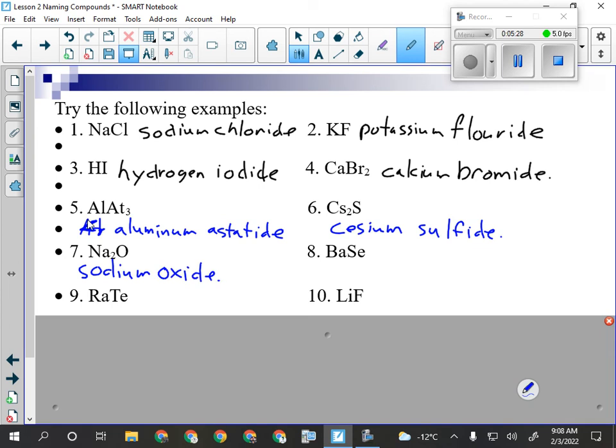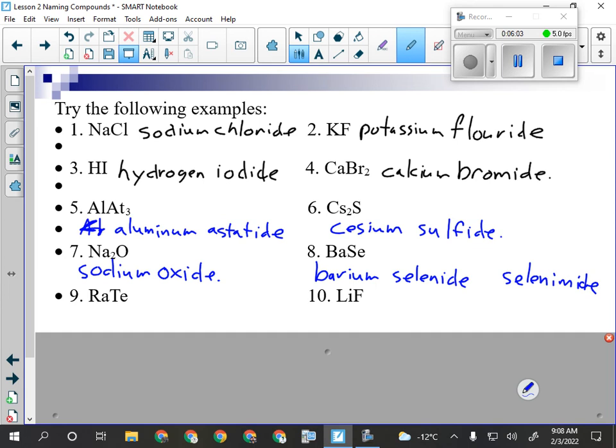Okay, how many people have done 8? So for number 8, Ba stands for barium. That's our metal, and then Se is selenium. You can actually write selenium a couple of different ways. Some people write it selenide. That's the way I write it. It can also be written selenamide. Either way is correct. I write it selenide because it's shorter.